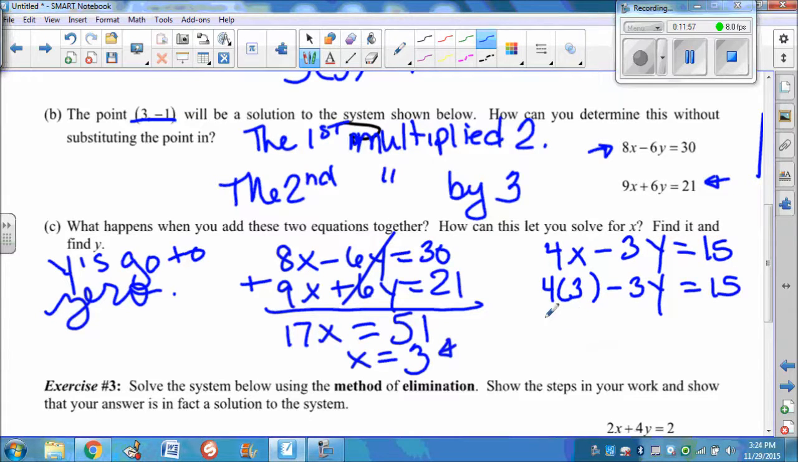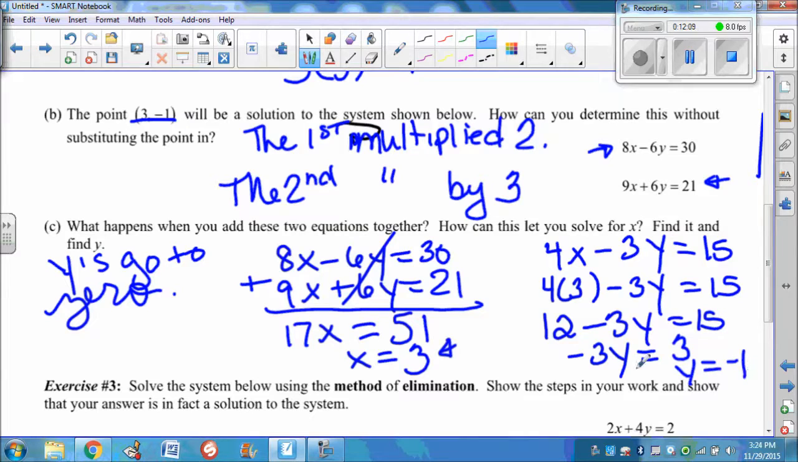So we end up with 12 minus 3y equals 15. For the sake of space, we're going to subtract 12 from both sides and get 3, and we end up with y is equal to -1. So there is our solution, 3, -1.